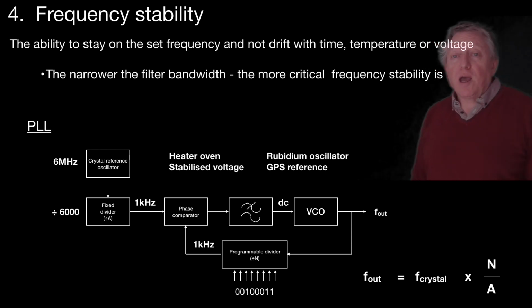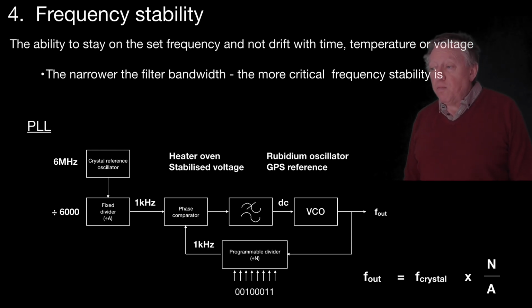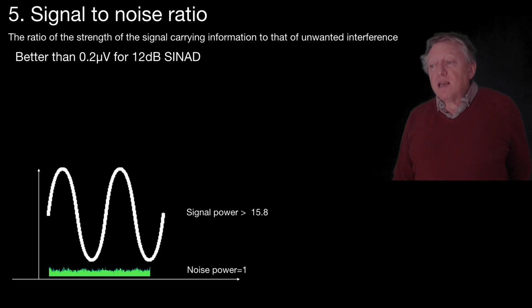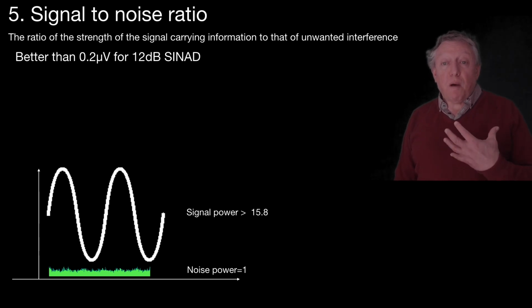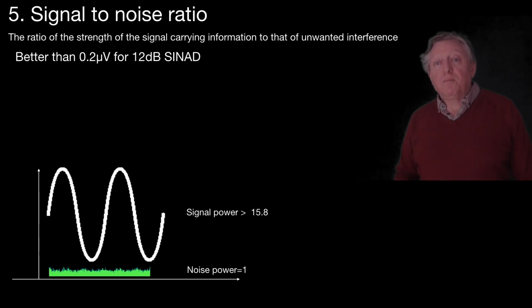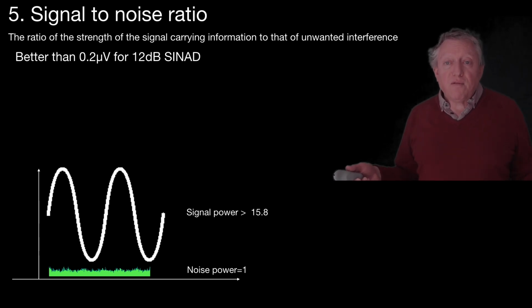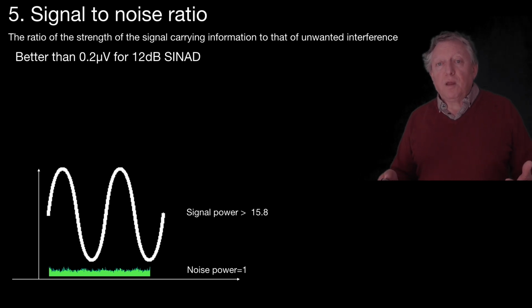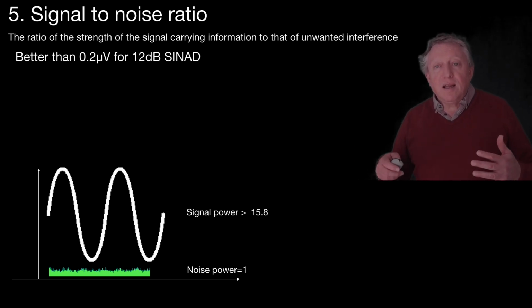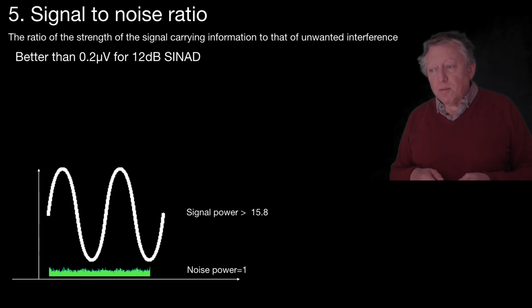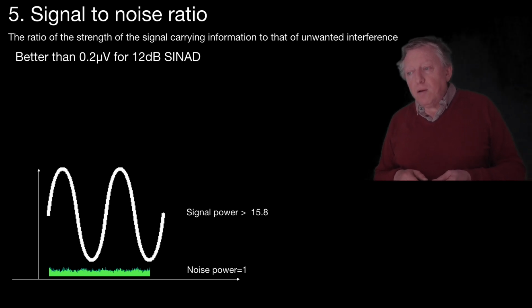So the fifth item we're going to look at now is signal to noise ratio. The ratio of the strength of the signal carrying the information to that of unwanted interference. Again, when we're talking about a receiver, we're looking at the noise introduced by the receiver itself and not by the HF noise coming into the receiver port, over which we have no control. We do have control over the noise introduced by the receiver itself, and there are various techniques to make this as low as possible.